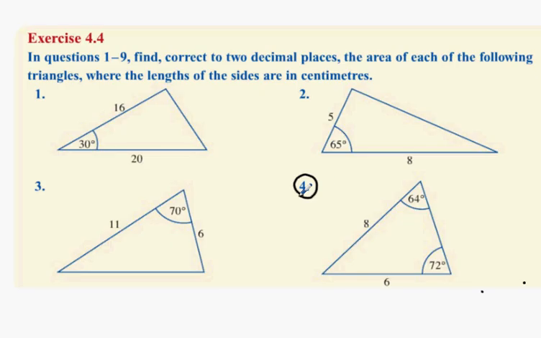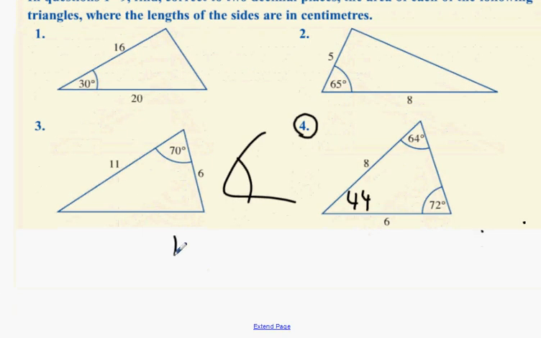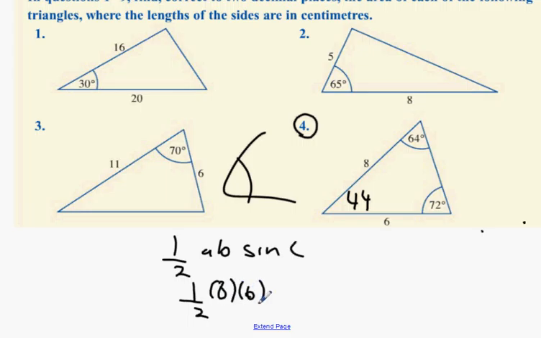So with 4, we take these angles away from 180 and we should get 44. Now, when you know 2 sides and you know the angle in between, that means you're able to get the answer. So you have a half AB sine C, a half 8 times 6 sine 44. What do you get for that in the calculator?